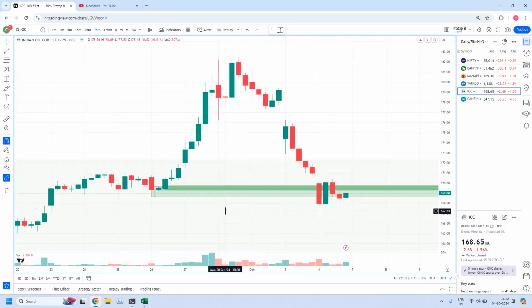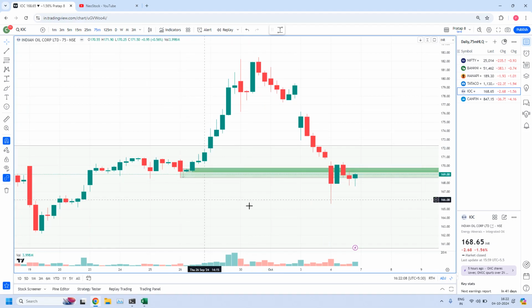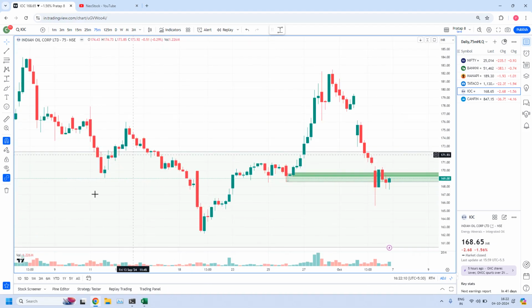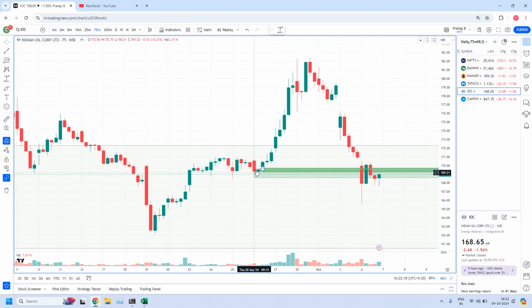Now see here, this is a drop base rally, 75-minute zone. Is it part of the weekly zone? Yes. So this zone is having a zone confluence with the HTF time frame. This is the LTF, 75-minute zone. And moreover, the 75-minute zone is a high liquidity zone.